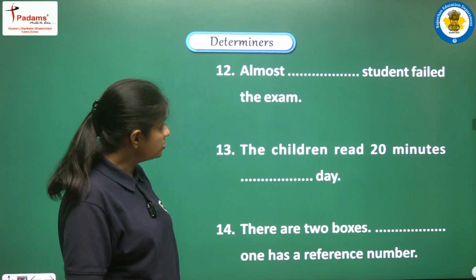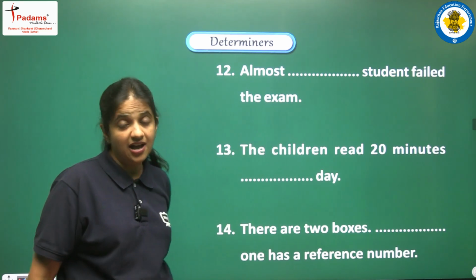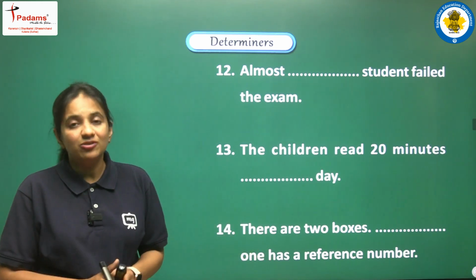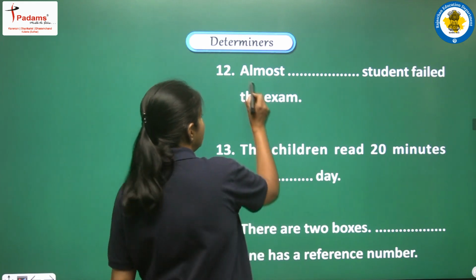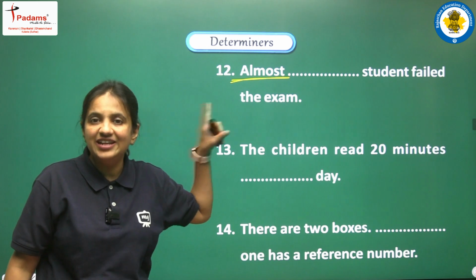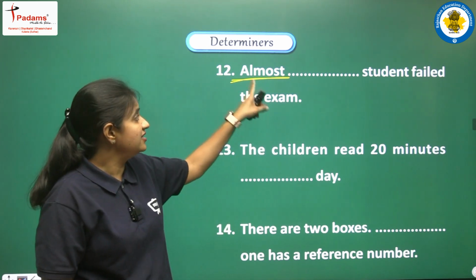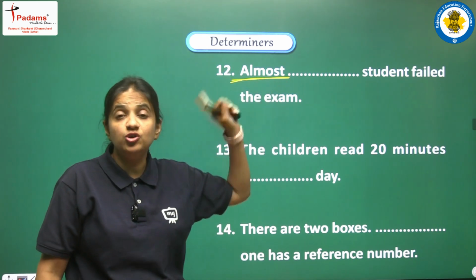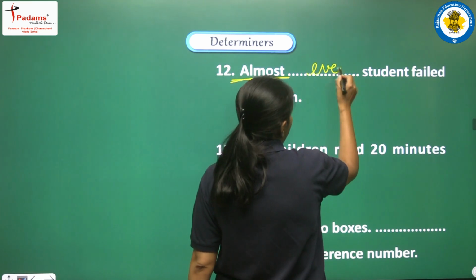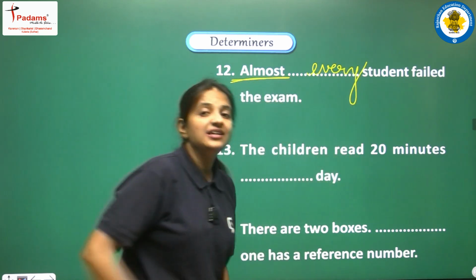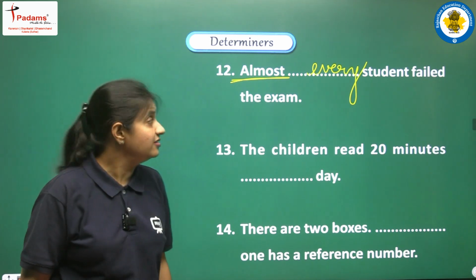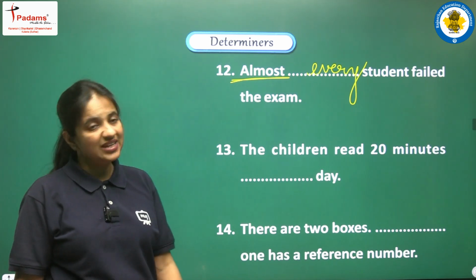Okay. Next, almost student failed the exam. So just student, just recall the rules when we were discussing about the adverbs. So then we have discussed that whenever we are having certain adverbs, and almost, it was also there in that list, and we have discussed that after these adverbs we have to use every. So we are following the rules here, and here in this blank we have to write every, and the complete sentence will be here, almost every student failed the exam.